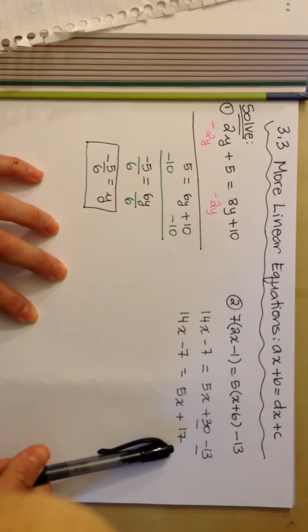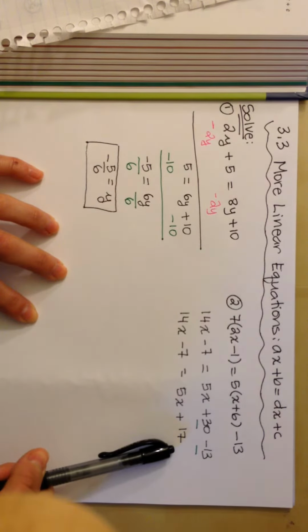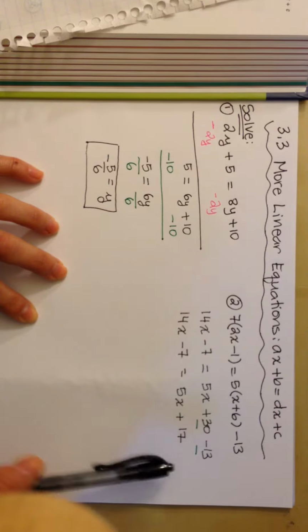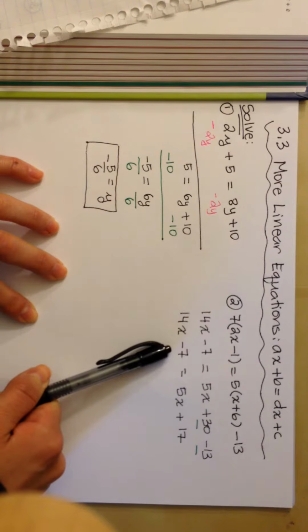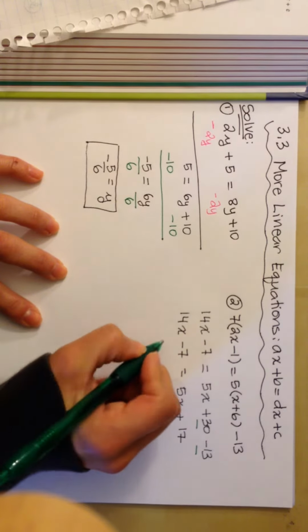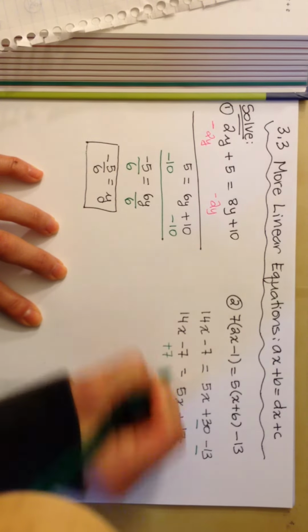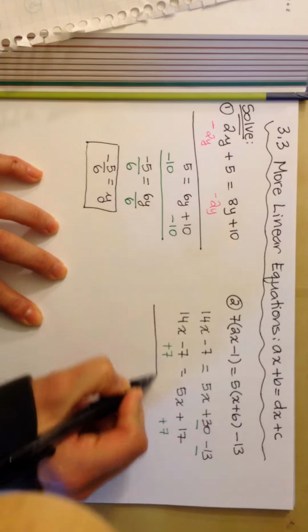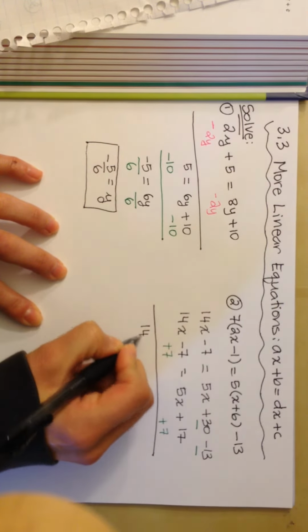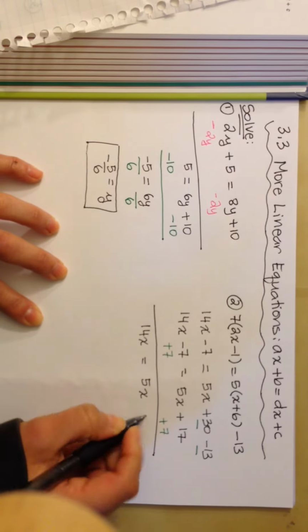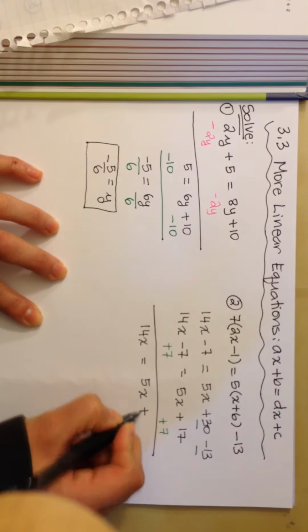Next, looking at the equation that we have, it's very similar to the first example. From here, we have 4 ways to start. So what I'm going to do is add 7 to both sides of the equation. Plus 7, plus 7. 14x equal to 5x plus 24.